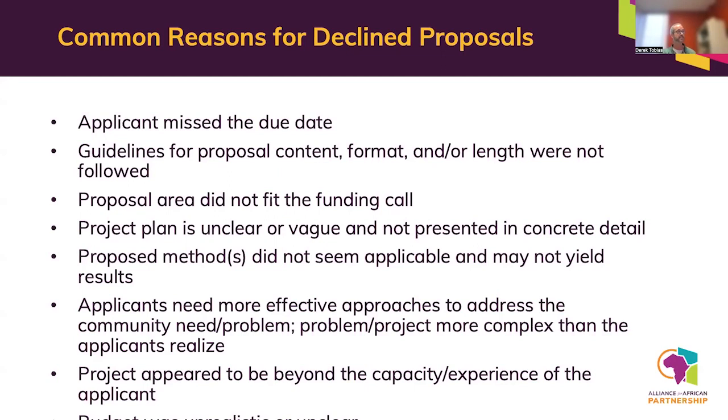Another reason for declining proposals is that applicants need more effective approaches to address the community need problem, or that the project is more complex than the applicants realized. So again, proposing activities that don't necessarily address the scope of the problem or really get to the heart of it. Another reason for declining proposals is that the project appeared to be beyond the capacity and experience of the applicant, which would be something determined by the capacity statement of the partner. So when talking about the partnership and the different roles of the partners, you would want to specifically mention points that would give the reader assurance that they do have the capacity and the experience to pull off this project.